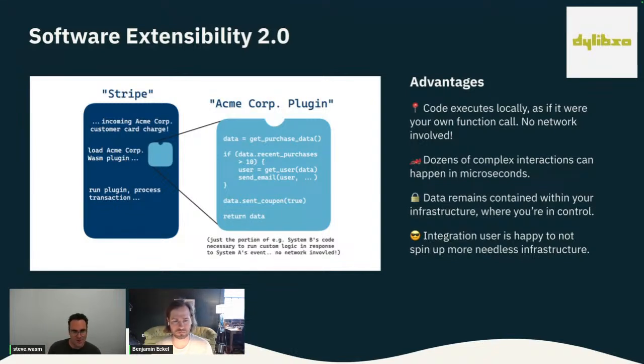These are local function calls. It's not a network. And the data remains inside of your infrastructure. You know that you're in control of that data. You know it's not being exfiltrated to some third party where you no longer have any idea of how it's being used. And the benefit too is like Acme Corp in this case, they didn't have to spin up any infrastructure. They get to push their code, they can bring their decisions to the platform where it makes sense to run, and they don't need to have any additional servers handling webhooks, making API connections and such.